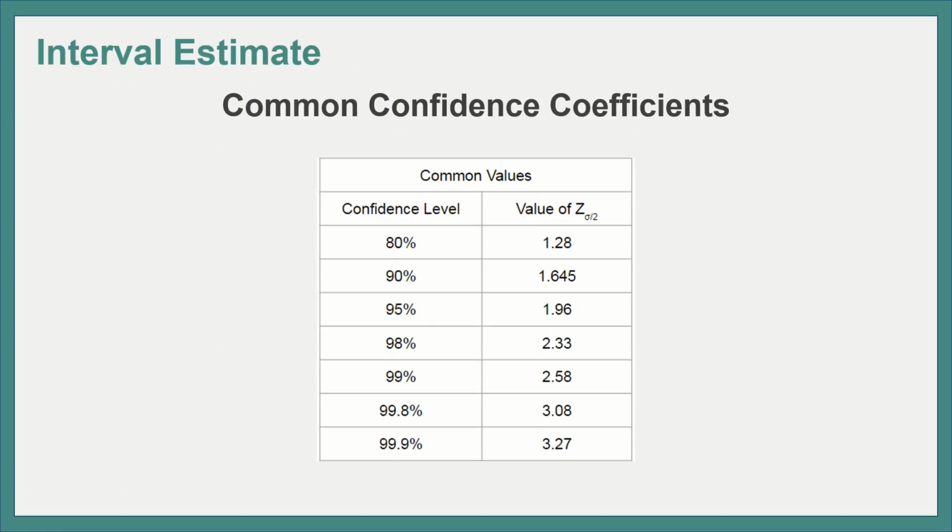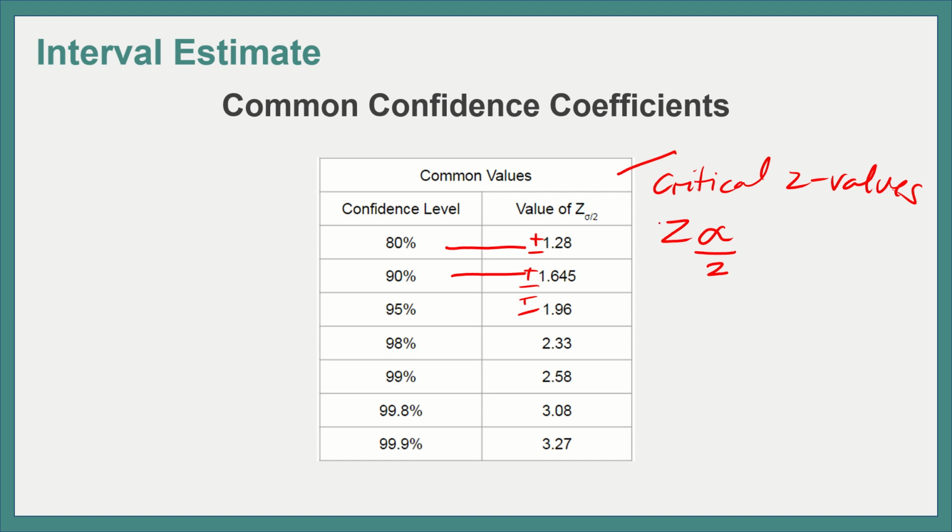Another important concept is the confidence coefficient. Here we have a table of the common values of our confidence coefficients. The confidence coefficients are the critical z values, or the critical values. The symbol for the critical z values is z sub alpha divided by 2. Here we have the common confidence levels and their corresponding critical z values, which are positive and negative values. If you don't have this table, you can solve for the confidence coefficients using the process that we discussed in our previous videos.